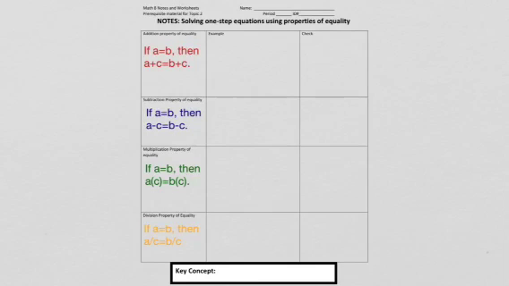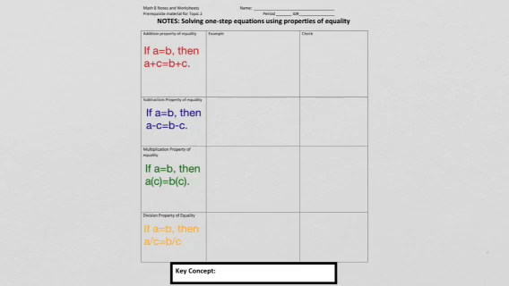Hi there. This lesson is a review on using properties of equality to solve one-step equations that you learned in the past. As you can see on the left-hand side, I have all of the properties written out. So at any time during this video, you need to copy those down. We're going to go ahead and start with examples. The first example is going to be using the addition property of equality to solve.